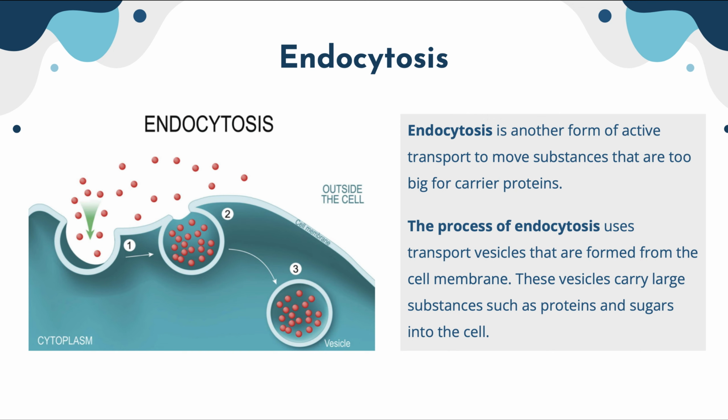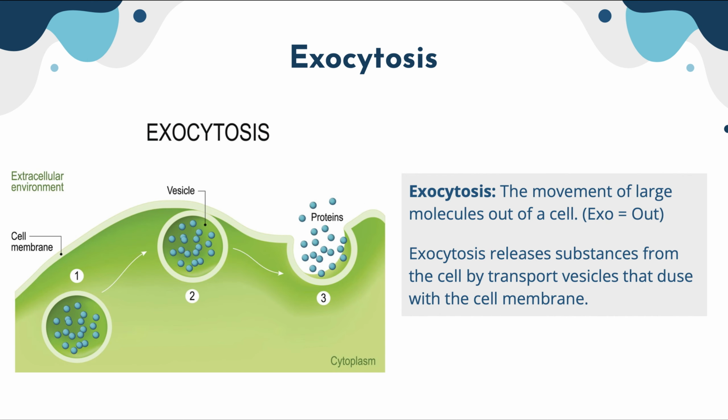Now let's discuss endocytosis. Endocytosis is another form of active transport to move substances that are too big for carrier proteins. The process of endocytosis uses transport vesicles that are formed from the cell membrane. These vesicles carry large substances such as proteins and sugars into the cell.